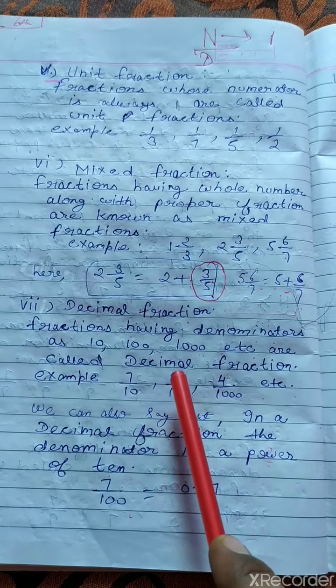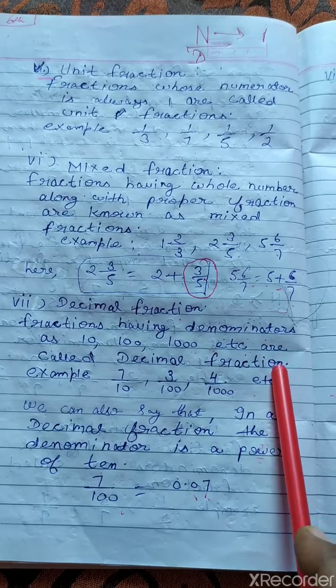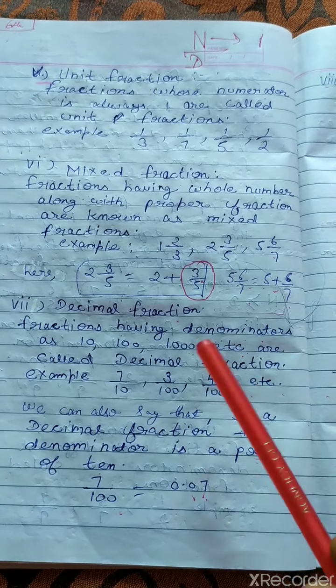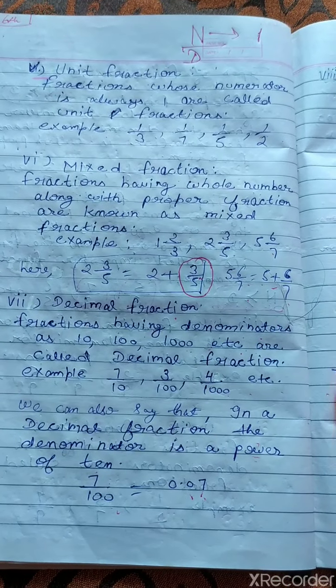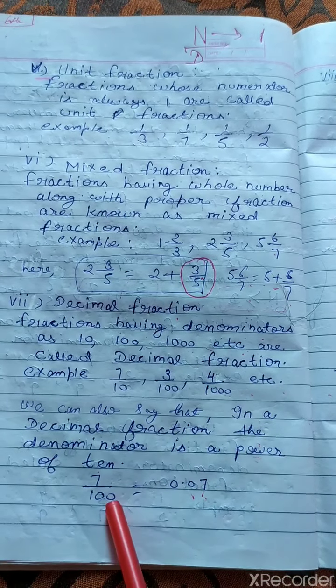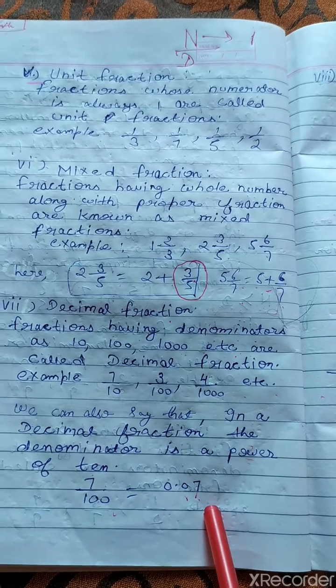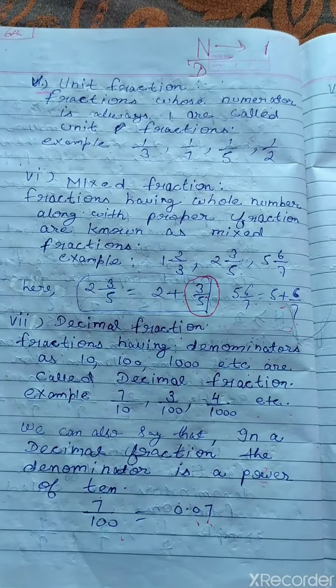For example, 7 by 10, 3 by 100, 4 by 1000, 5 by 10,000, 6 by 1 lakh, this way. This type of fraction is a decimal fraction. And you can convert it into decimal also. 7 by 100 you can convert into 0.07.